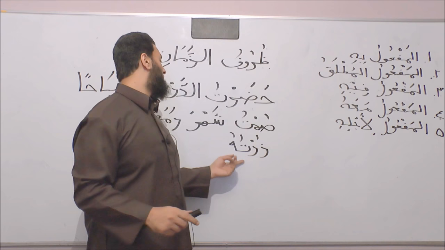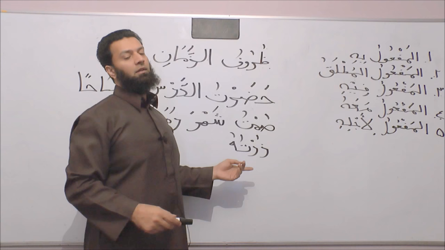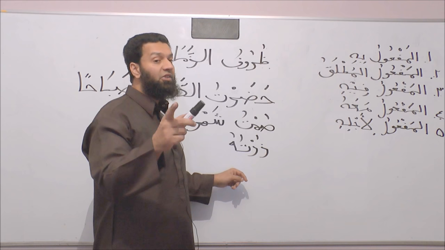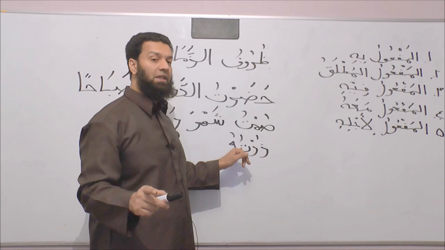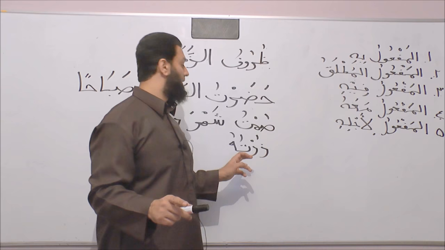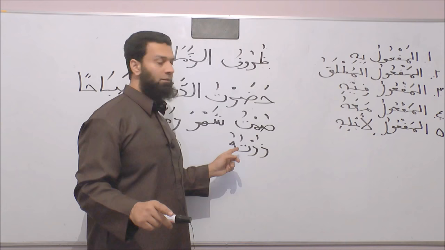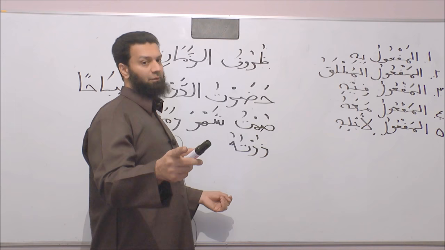The i'rab of zurtuhu. So, zur is fi'lun madin mabniyun ala sukuni, because it's connected to a ta' al-fa'il. And the ta' itself is damirun muttasilun mabniyun ala dammi fi mahalli rafin fa'ilun. That's what it is.